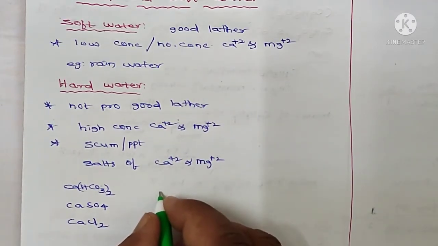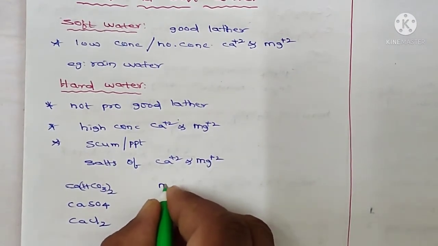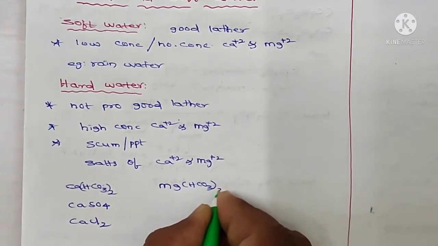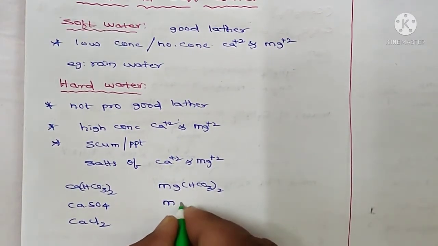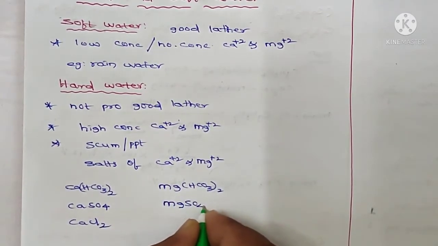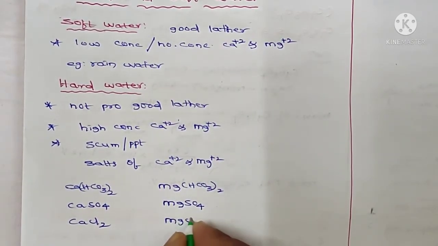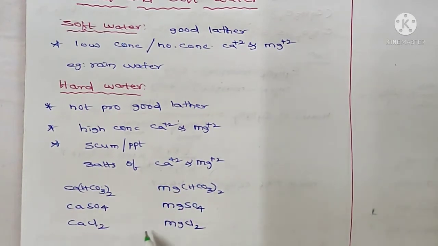And the salts of magnesium: magnesium bicarbonate, Mg(HCO3)2, magnesium sulfate, MgSO4, and magnesium chloride, MgCl2. So these are the salts of magnesium. If these salts are present in the water, then that water is called hard water.